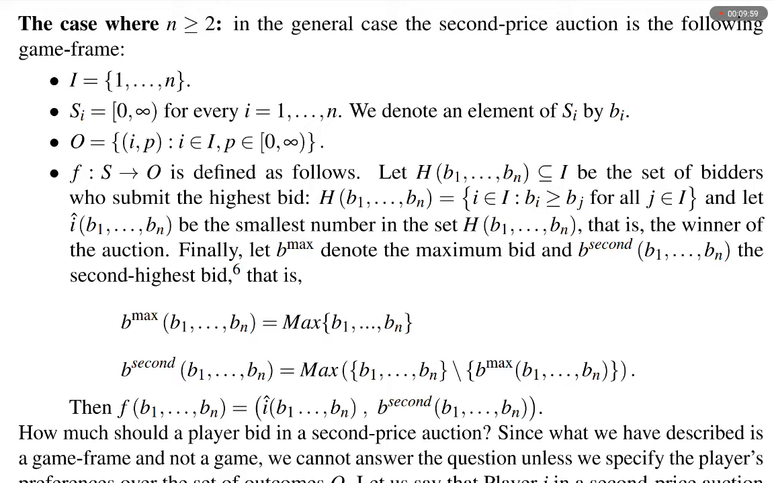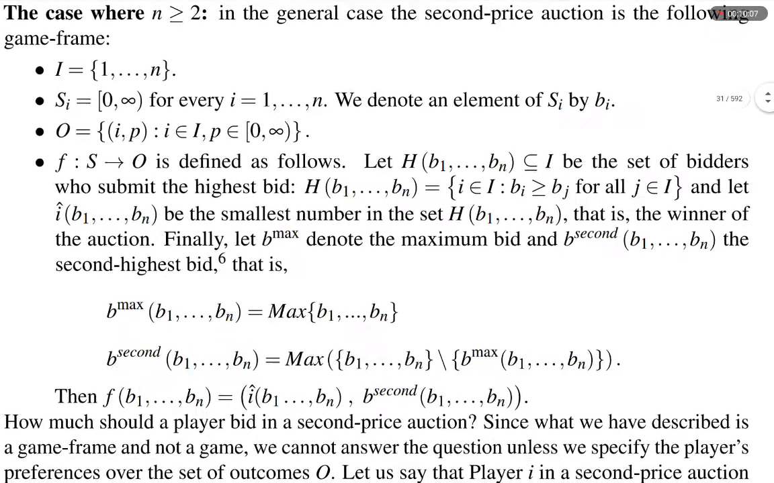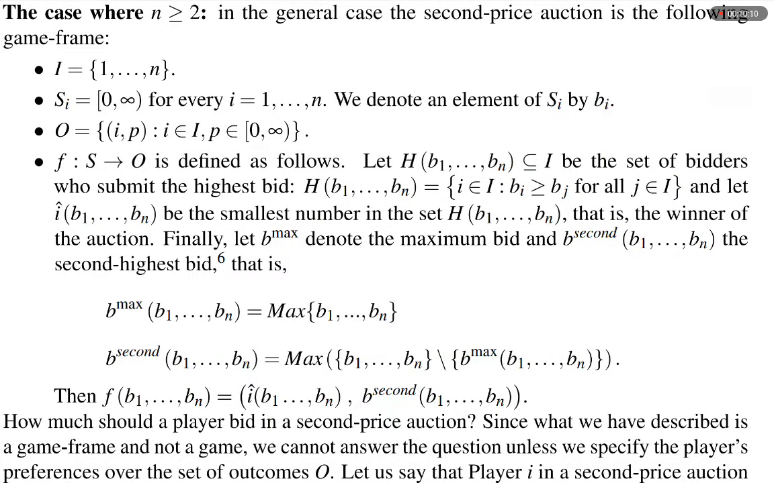Fourth bullet point, F: S → O is defined as follows. Let H(b_1, ..., b_n), a subset of the set I, be the set of bidders who submit the highest bid.